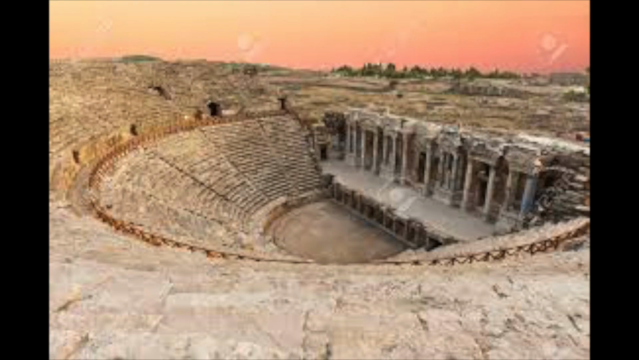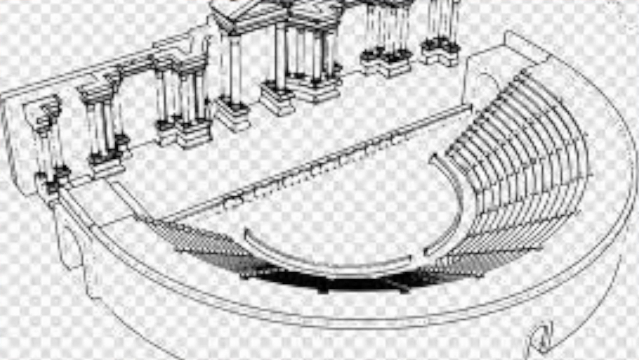And they have a semicircle shape with that flat back, if you see it. And like I said, it can be used for meetings or even plays. Some people say that Julius Caesar, someone we'll talk about later, was stabbed to death in a theater.